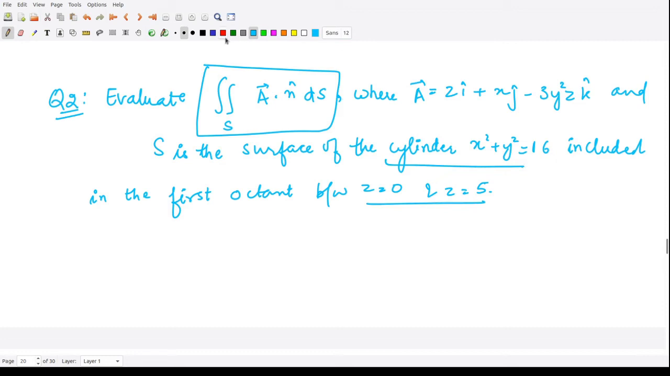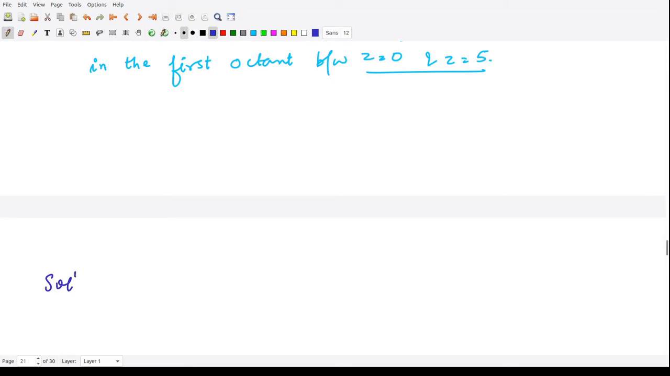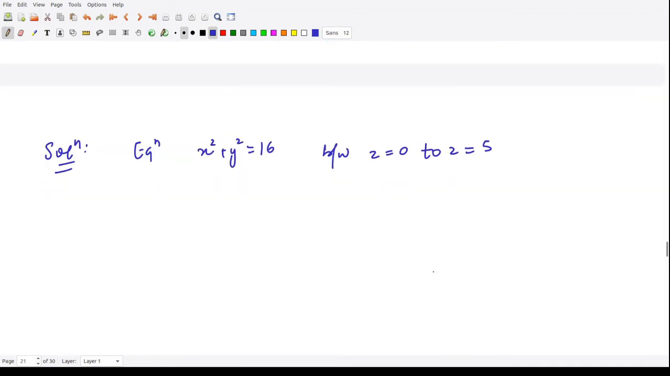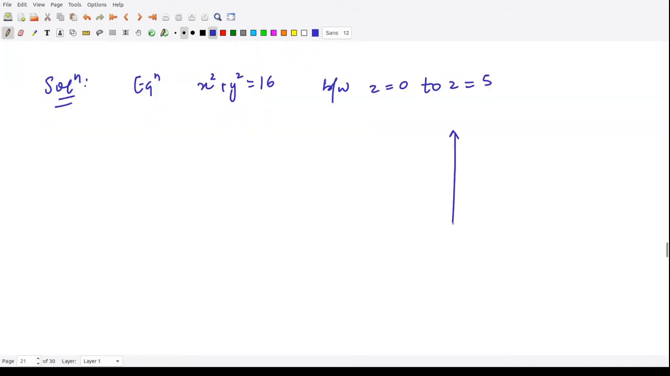So first of all, let us draw the cylinder for the solution. The equations of the cylinder are given to be x square plus y square is equal to 16 included in the first quadrant between z is equal to 0 to z is equal to 5, right? So this is the equation of the cylinder. So our coordinate axis is this one. This is z axis, x axis, y axis and origin.